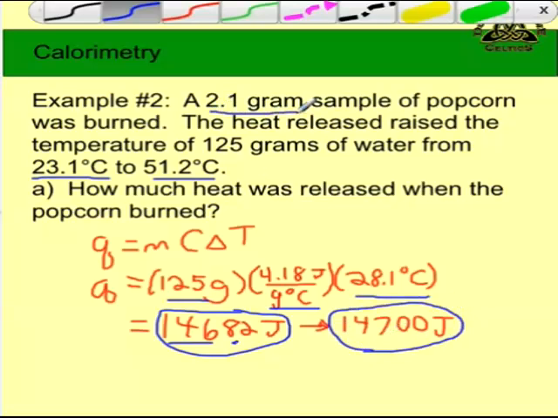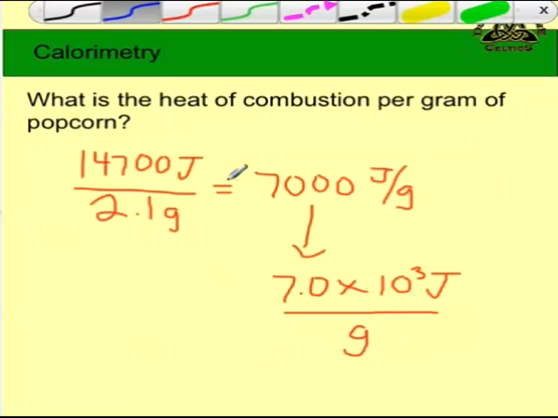We usually want to express this per gram of popcorn, so that's what we'll do in our next slide. We'll take our value, 14,700 joules. We'll divide it by the number of grams of popcorn, 2.1 grams of popcorn, and we get 7,000 joules per gram of popcorn on our calculator. The problem with this is that this has 3 sig figs, this has 2. We need 2 sig figs in our answer. So we have to take this number, 7,000, and we have to write it in scientific notation, 7.0 times 10 to the 3 joules per gram.